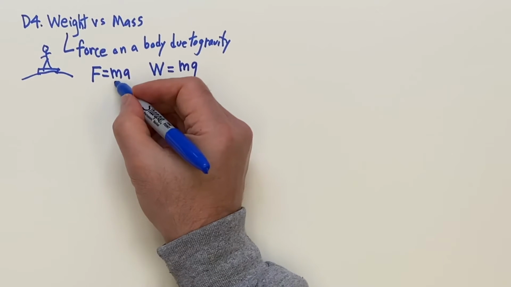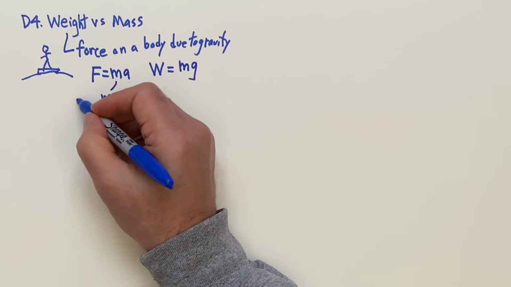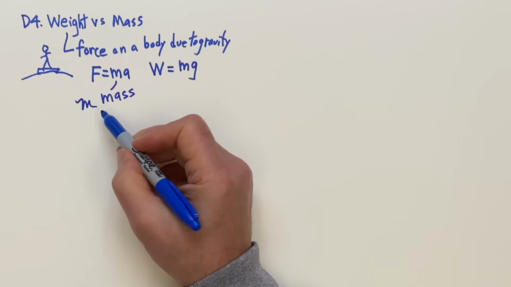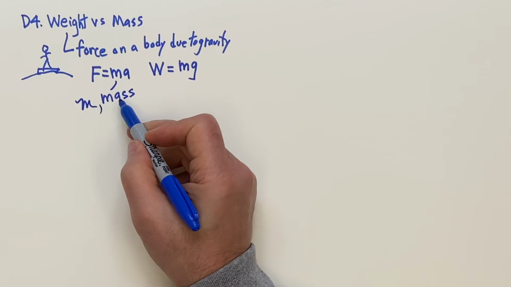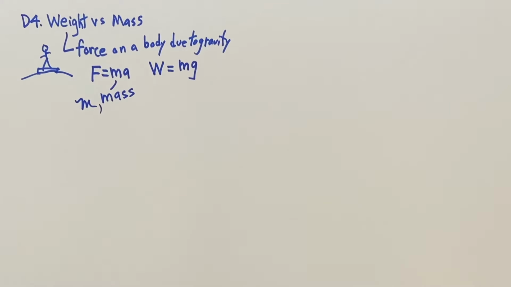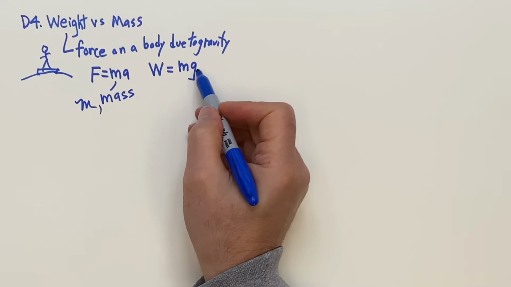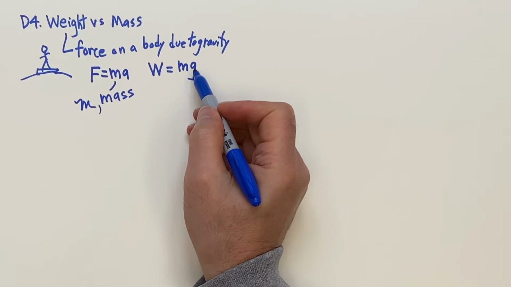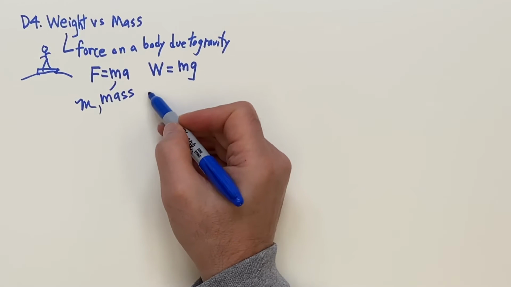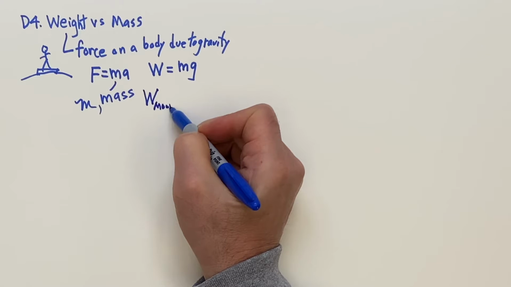So the mass is m. And that mass, see, doesn't depend on the gravity at all. So that's the amount of stuff that you are. And if you go to the moon, you still have the same mass, but g is going to be different for different celestial bodies. So let's look at the weight on the moon.